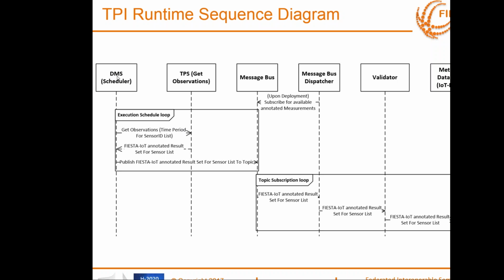Then the next step from the DMS component is to push this data, the annotated document with the document type that you have used, to the message bus, and the message bus dispatcher that has subscribed for these messages gets informed that a new measurement has arrived. So it collects these measurements, passes them through the validator, and finally stores them to the MetaCloud data storage.